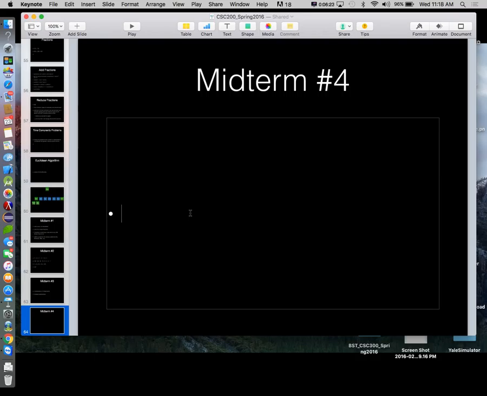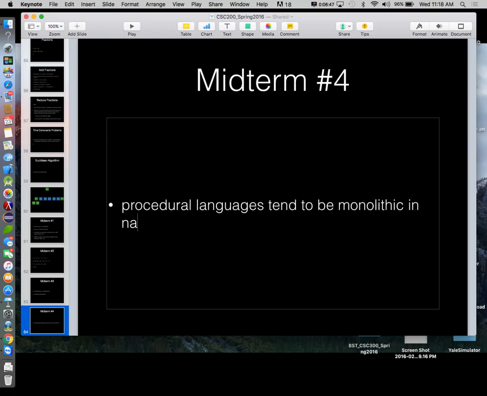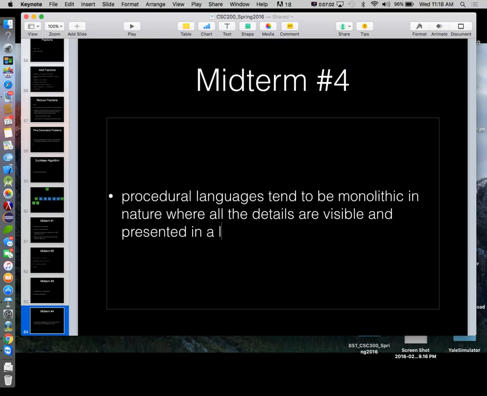Describe the difference between a procedural language and an object-oriented programming language. So this was kind of when we talked about the telephone. Either a pile of wires or it looks like a telephone, but all the stuff is kind of shoved inside. If you put it into some words, you might say procedural languages tend to be monolithic in nature, where all the details are visible and presented in a linear manner.